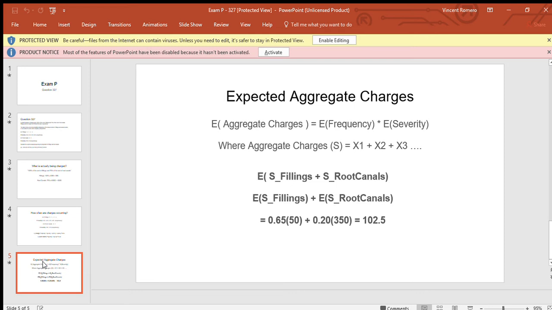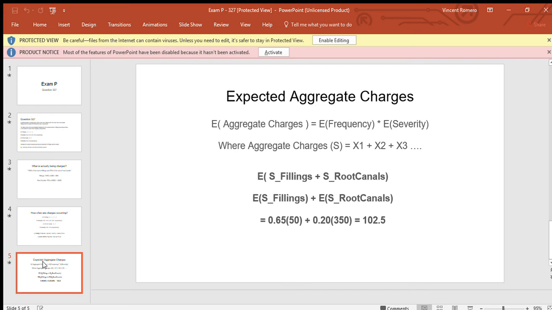For example, if you have an auto policy, you may have some accidents that occur, but not all accidents occur with the same amount of damage. Some may be a small little fender bender, and others might be a complete loss. So the frequency is how often that's occurring, and the severity is how bad. You can kind of think of it that way. That's how I like to think of it.